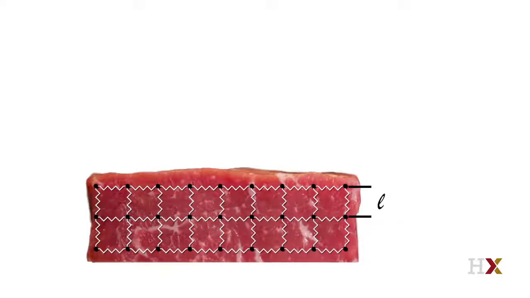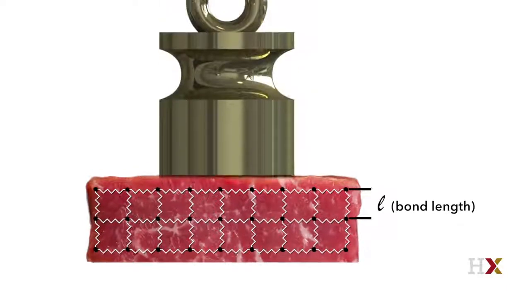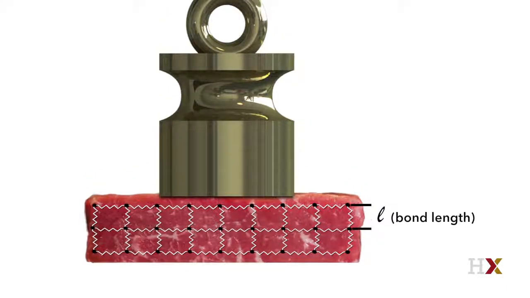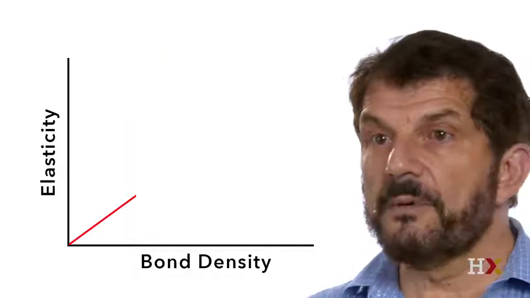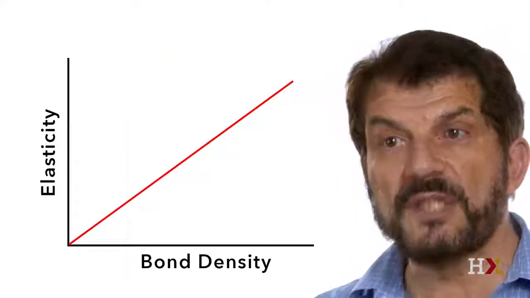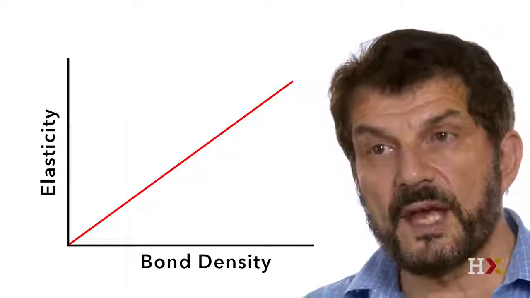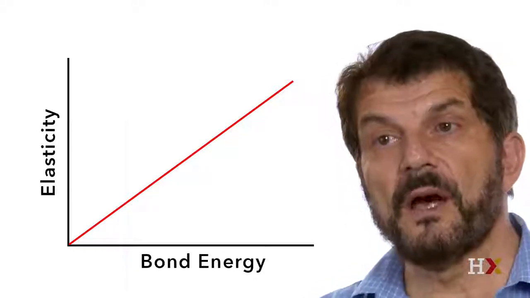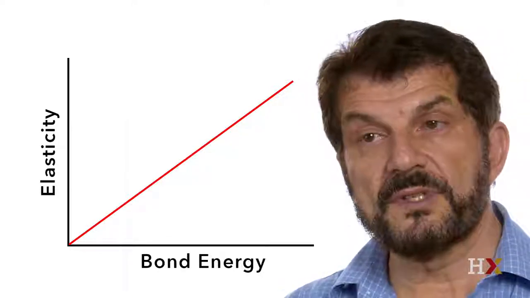It's basically the amount of energy it takes to deform all the bonds. Because when you're changing the dimensions of the food, you have to deform all the bonds. As the number of bonds per unit volume goes up, the elasticity goes up. As the energy between the bonds goes up, the elasticity goes up. But the dominant cause of the elasticity is really the density of the bonds.